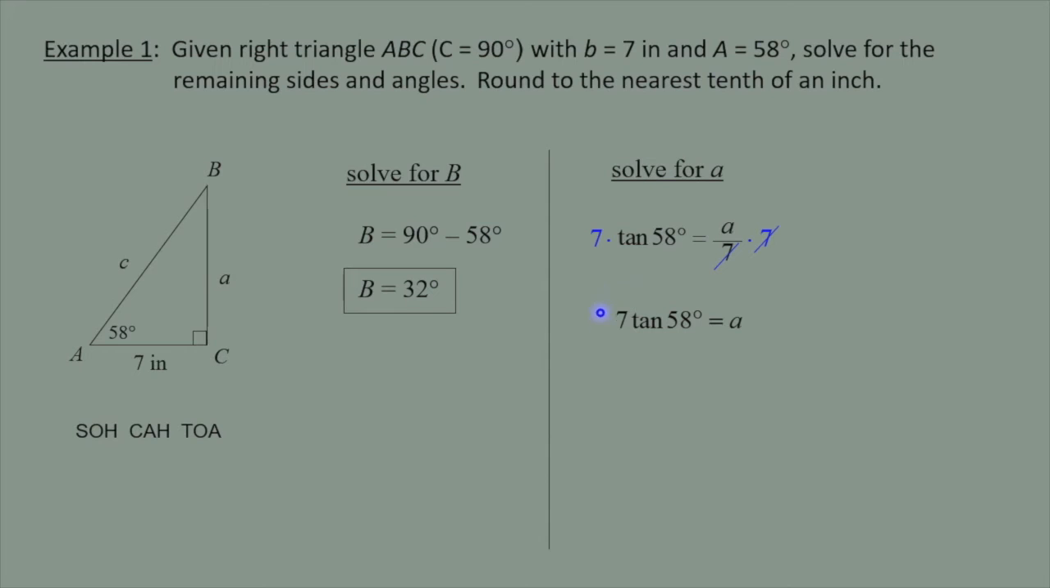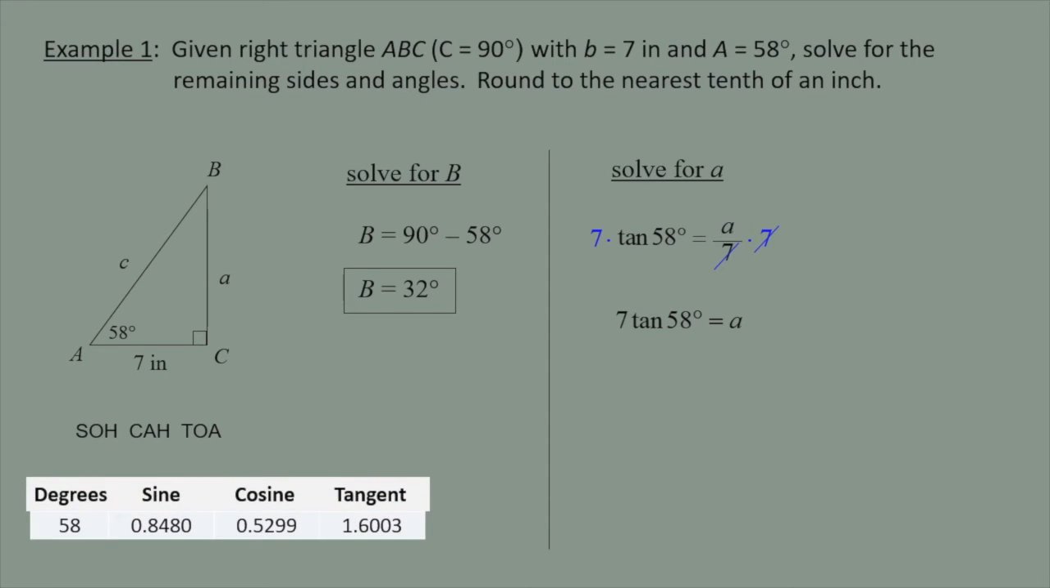Now we can plug this entire expression into our calculator to get a, but it might be helpful to see what the tangent of 58 degrees is equal to. We can get that from a calculator or from a trigonometric table. Here we can see that for the angle 58 degrees, we get a tangent ratio of 1.6003. So a is approximately 1.6003 times 7, and that's approximately 11.2 rounded to the nearest tenth, and our units are inches.